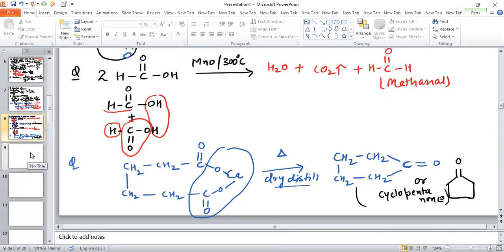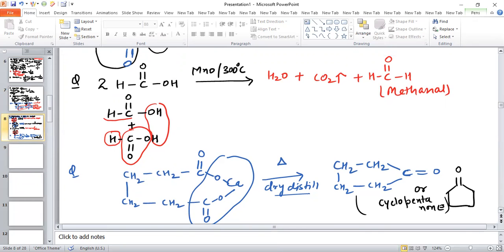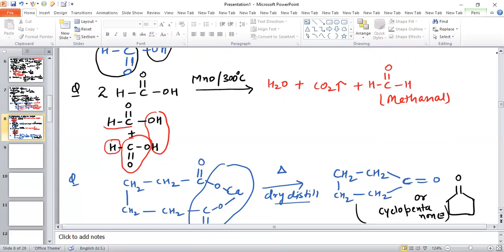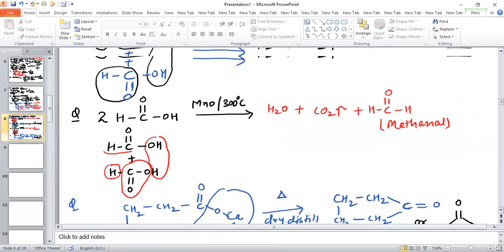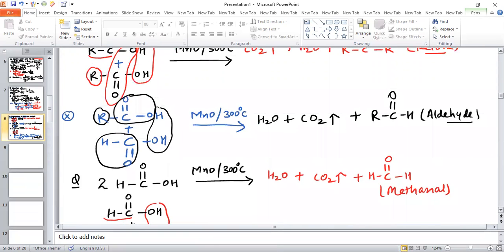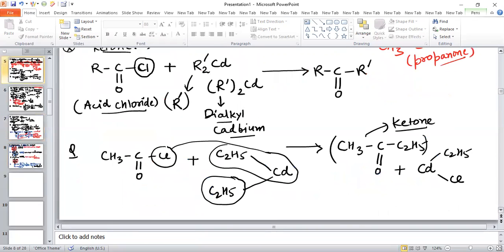Now see another reaction related to this. If it is a beta keto acid, next we are going to discuss the beta keto acids. On heating of beta keto acids, how aldehydes and ketones are formed. So in the next lecture, we will discuss some more reactions related to this.